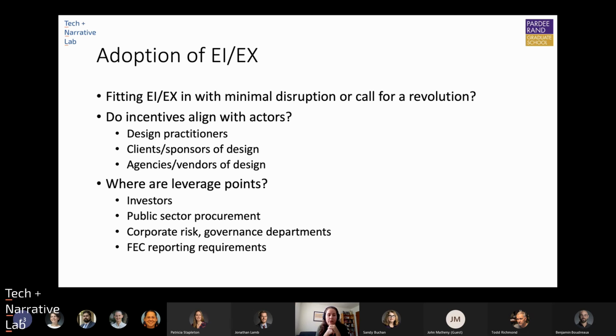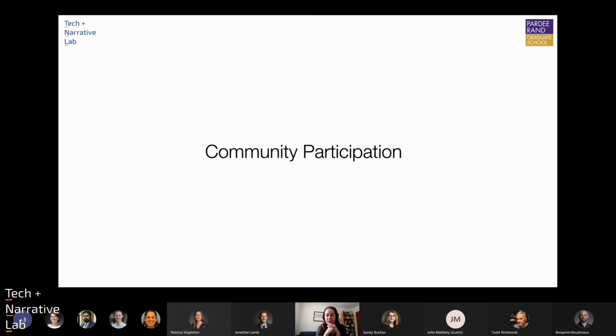We also talked about incentives and how they align for different types of actors in this sort of system of technology design. And then along with that, where are the leverage points to potentially help with the adoption of EIEX? So that's it for our group. And I think we'll move to the community participation group with Jay.